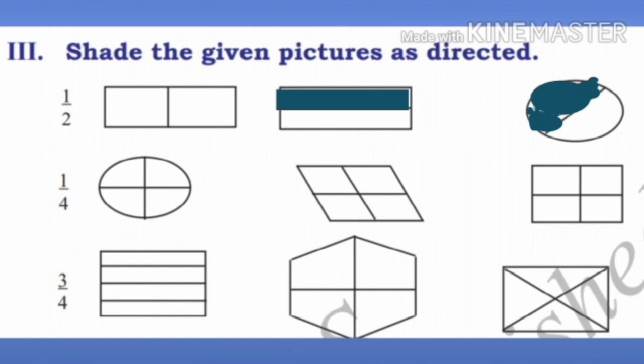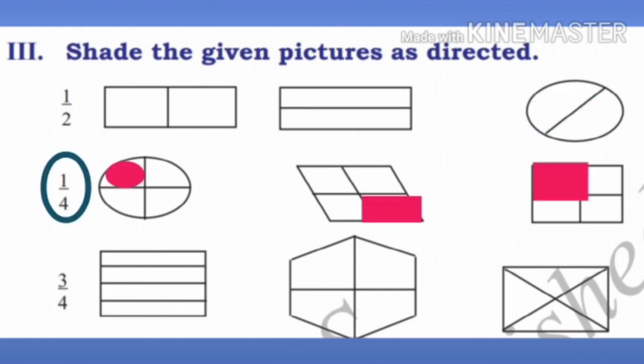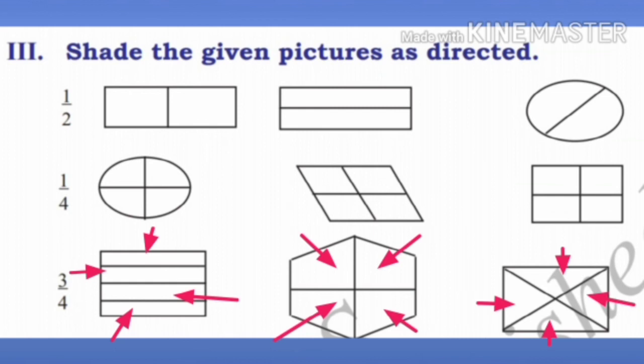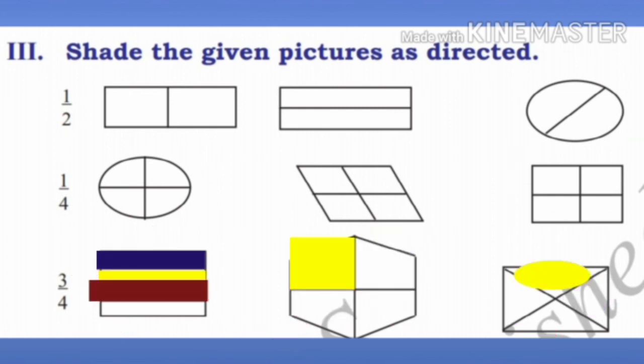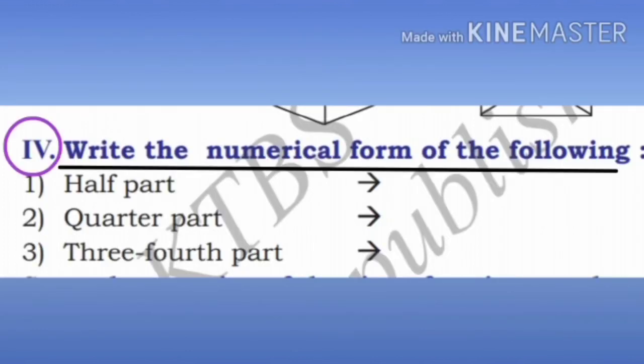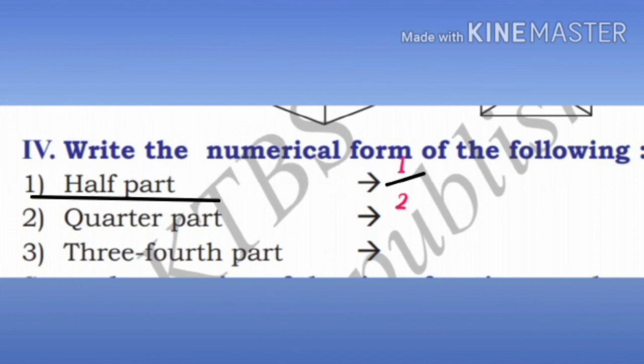Now next, 1 by 4. Shade the picture 1 by 4 means one part we shade here. Now 3 by 4. Here some figures are given divided into 4 equal parts and we shade 3 parts. Now we are going to fourth main. Write the numerical form of the following. First one, half part. Half part means 1 by 2. So write 1 by 2.